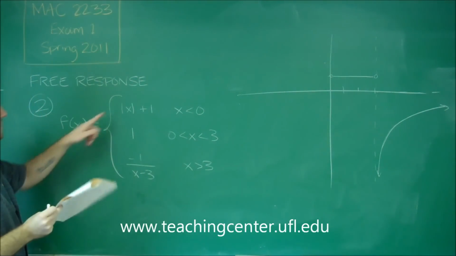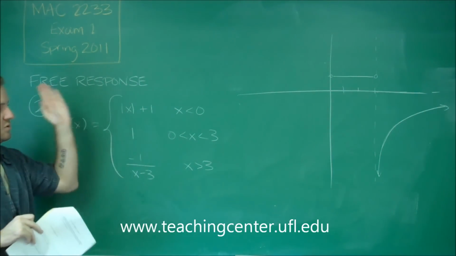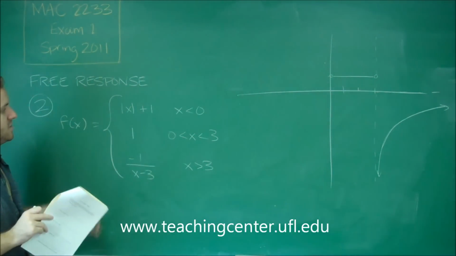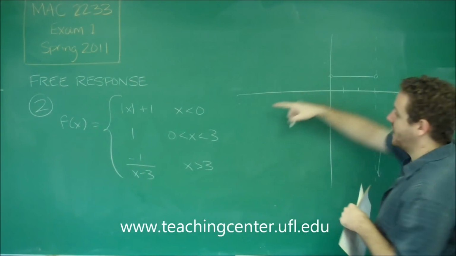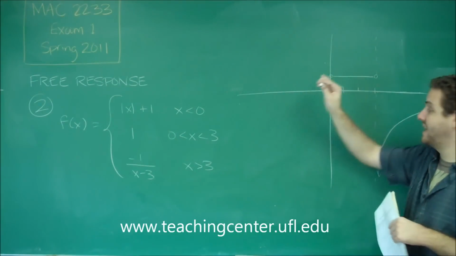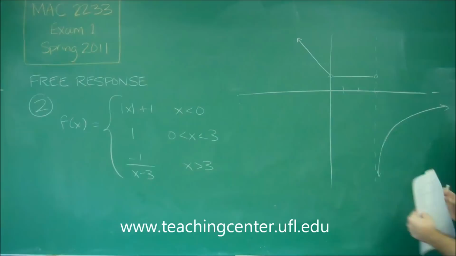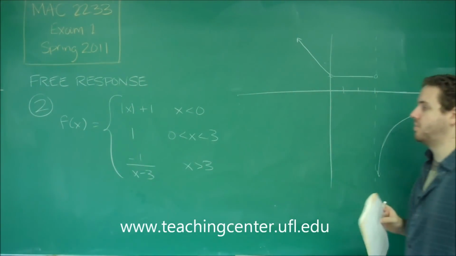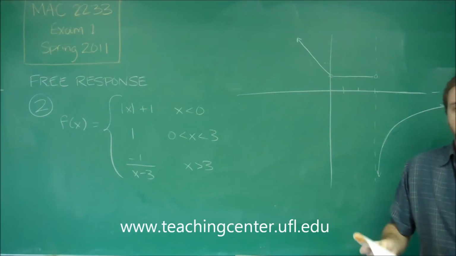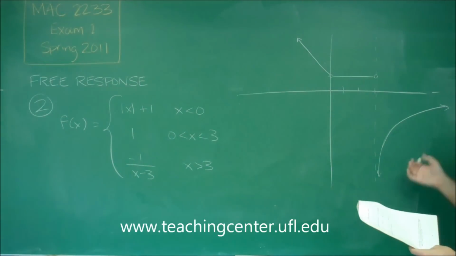So finally, let's think about this first piece. We have the absolute value graph, which looks like the V shape. It's moved up 1. But we only have the left half of it because we only have the numbers less than 0. So that's just going to look like that. Again, we still have this open circle here because neither of those functions actually included 0 in their domain. So this is what our graph should look like.